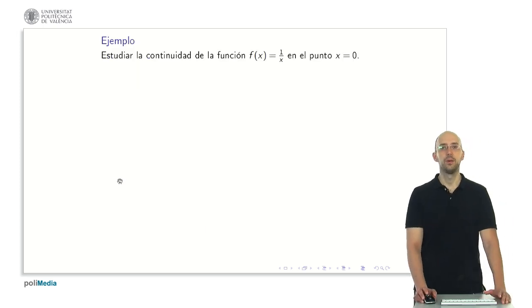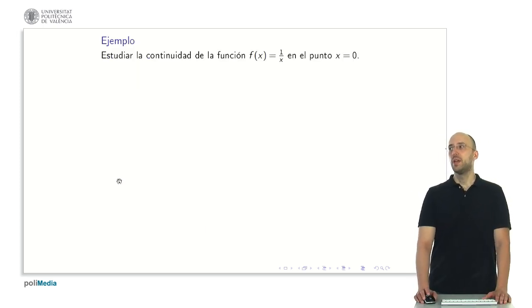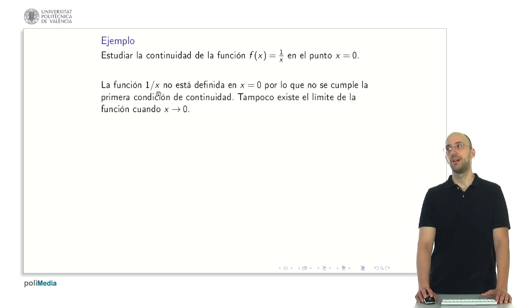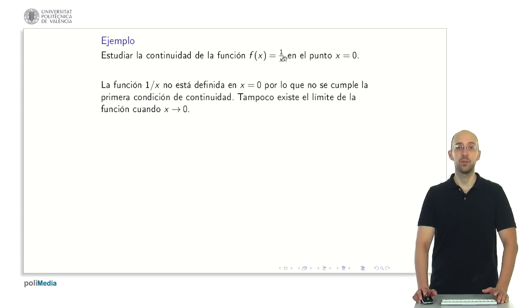Let's see an example. We're going to study the continuity of the function 1 over x at the point x equals 0. At the beginning, right after reading this function, you should think something unusual is going to happen here, something strange is happening. Why? Very easy. Because the function 1 divided by x is not defined in x equals 0. We have 1 divided by 0, and it cannot be divided by 0. So the first condition of continuity is not fulfilled. Remember that the first one is that the function at the point we are being asked about exists or can be calculated. In this case, in point 0, the function cannot be calculated, and therefore the function is not continuous.